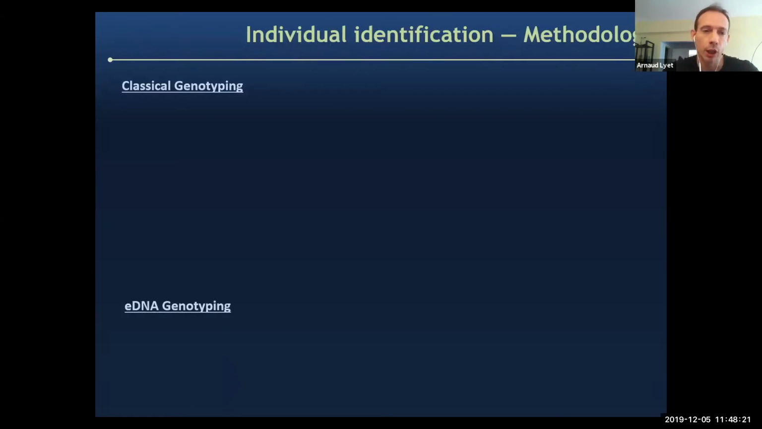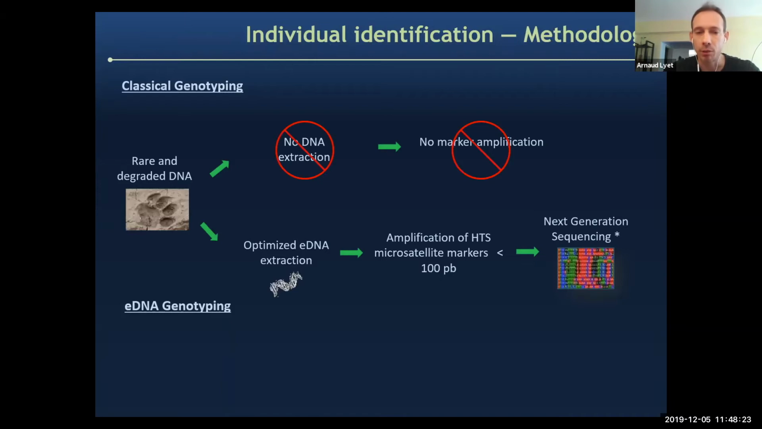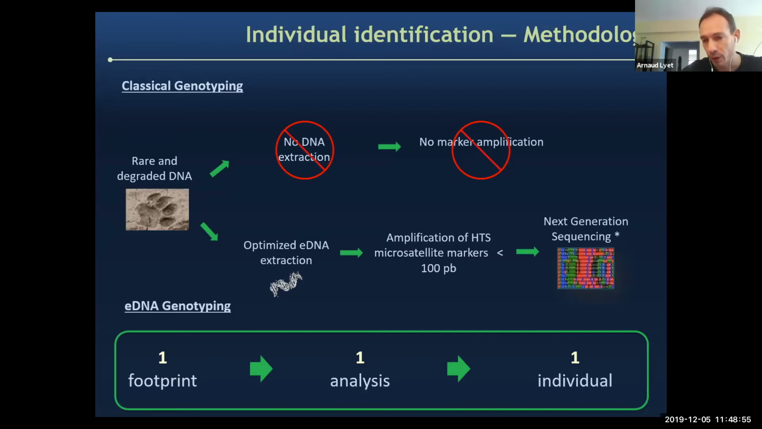I'm just showing here classical genotyping, where the hypothesis was that it would be possible to retrieve, from the snow underneath the footprint, some DNA that the bear had shed when walking on the snow. But we expected this DNA to be very rare. So we tested some next generation sequencing methods to be able to cope with that. So that's what we did.